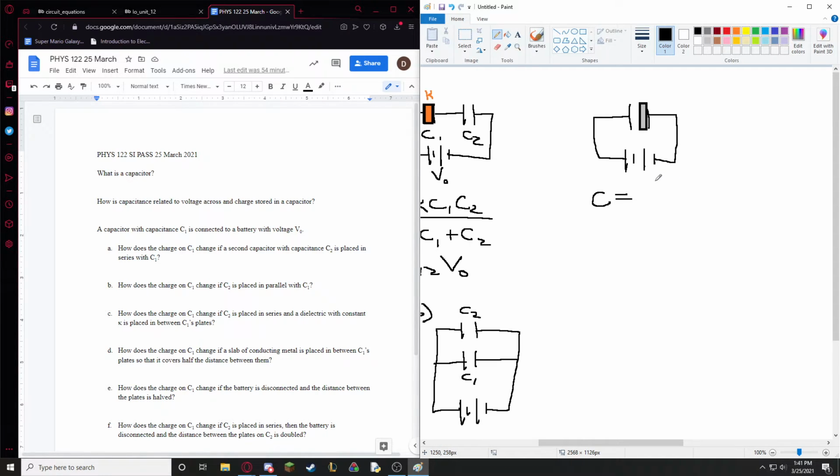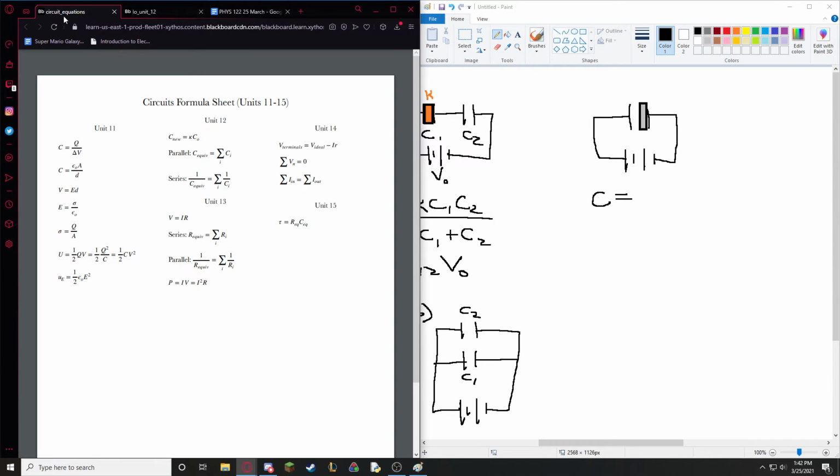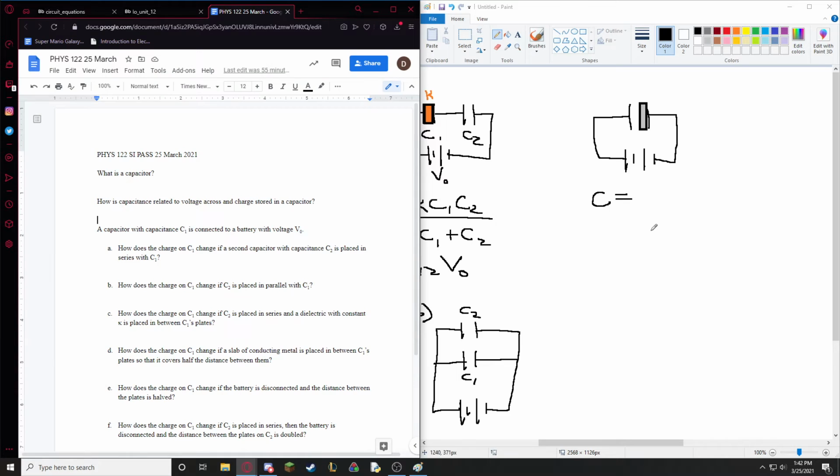If you halve the distance, then that would increase the capacitance. By how much? Twice, 2 times. Yep, exactly. So we know the capacitance from our equation sheet. One way we can relate capacitance is epsilon naught times the area of the plates divided by the distance between them. If the distance decreases by 1/2, then the capacitance would have to double.